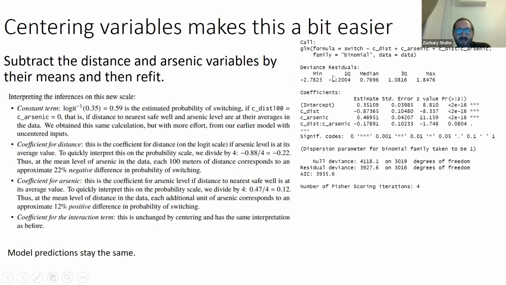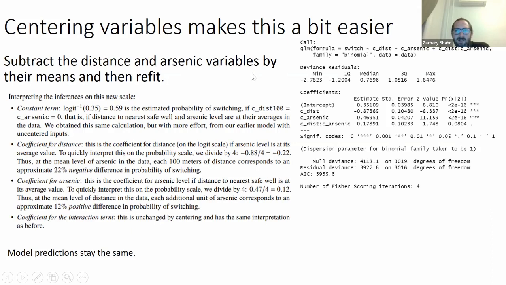So centering variables makes all of this easier. That was a lot of work combining coefficients and stuff. If you just subtract the means from each of these variables, so take the distance variable and subtract its mean in the data set, you have a new variable that's centered distance. Do the same to arsenic: subtract the mean arsenic value from every entry in the arsenic column, and then just fit the regression to centered distance and centered arsenic as the covariates.